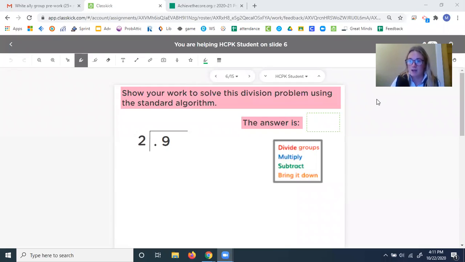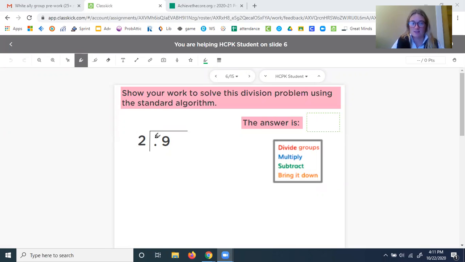This problem is 9/10 divided by 2. So we want to make groups of 2. That's our divisor. We're going to make groups of 2, and we're thinking, okay, how many groups of 2 can I make if I have 9/10?